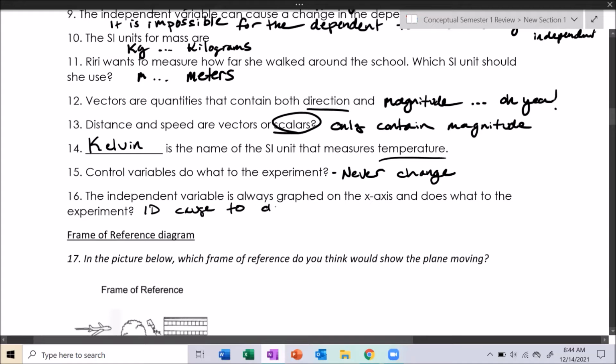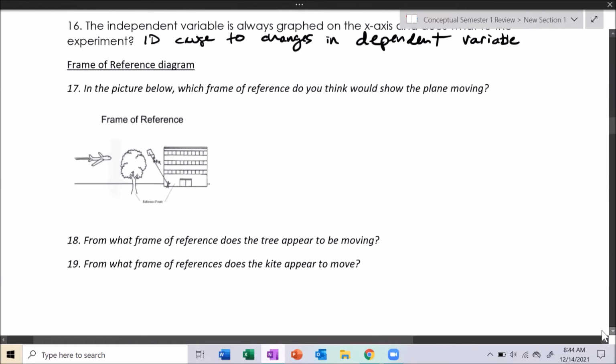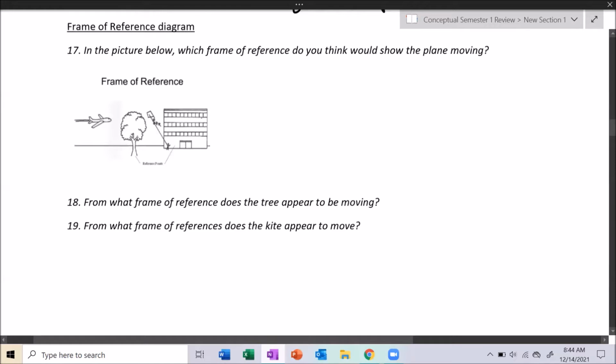In number 14, there is an SI unit that measures temperature. We're using kelvins, capital K, named after Lord Kelvin. But enough on that. Control variables do what to the experiment? We already mentioned how control variables help keep the experiment consistent. And the independent variable is always graphed on the X. The independent variable changes what's happening to the experiment.